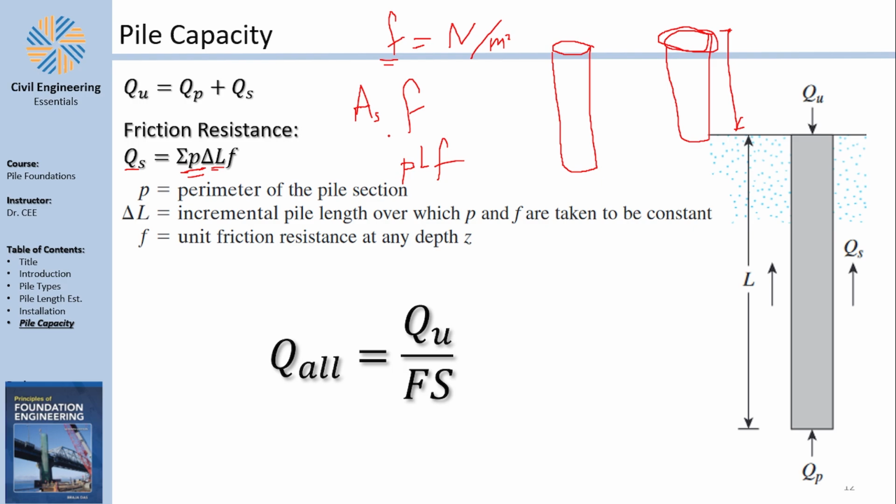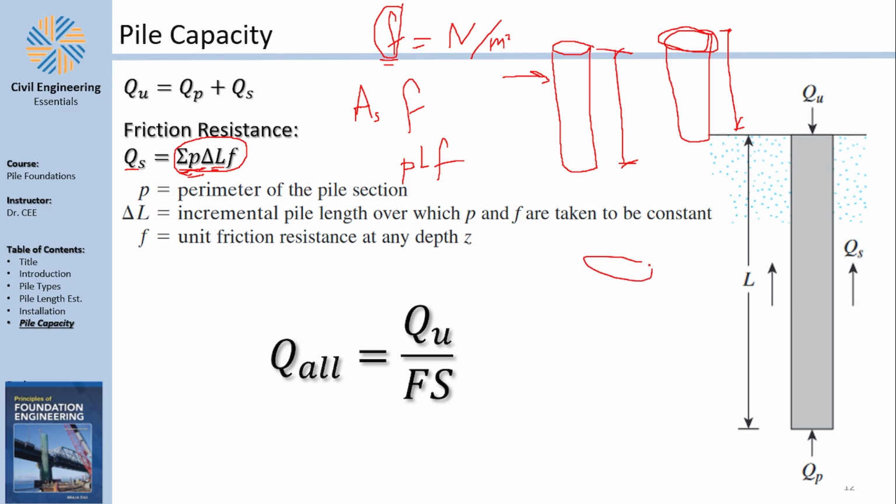So it seems that according to what we were saying, the friction resistance should be P, L, f. But it seems that's not the case. It seems that there is a summation here, summation P delta L f. And the question is, why is there a summation? What's the meaning of that? Well, the problem here is that f is not constant. f changes with the depth, and specifically changes with the amount of lateral force on the pile.